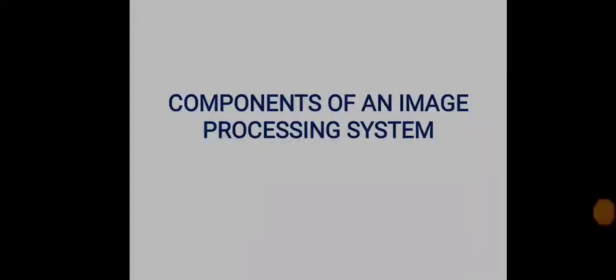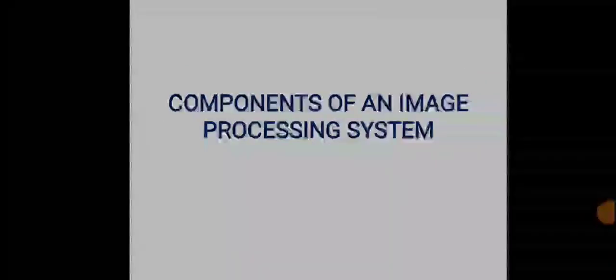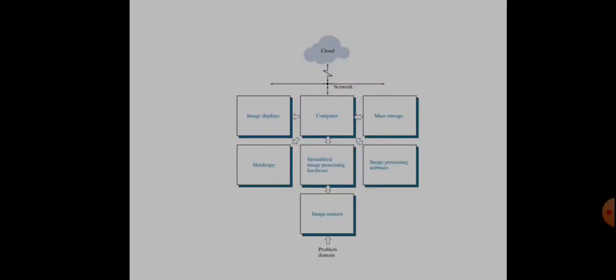The topic is components of an image processing system. So far we have seen what the steps involved in digital image processing are. Next we are going to see the components of an image processing system. This is the diagram of the components of an image processing system. As I already said, there will be a problem domain for the creation of many inventions, correct? So here also, first is the problem domain. First we have to analyze the problem domain. Next one is image sensors. For capturing the images, we are going to use the image sensors.